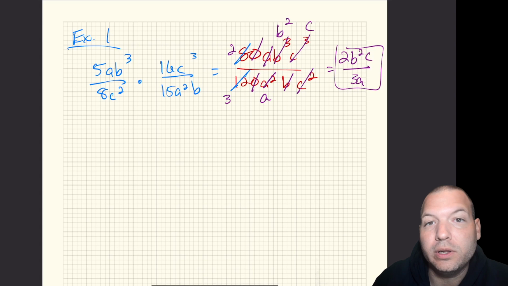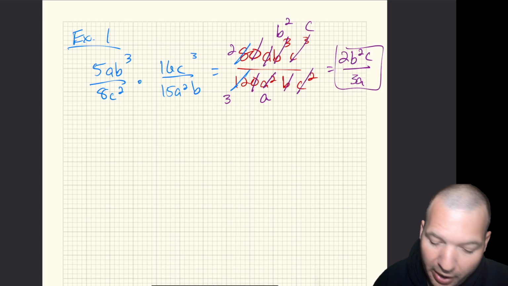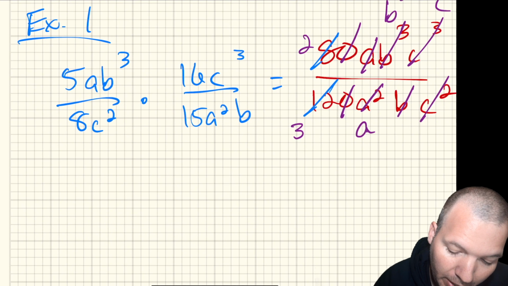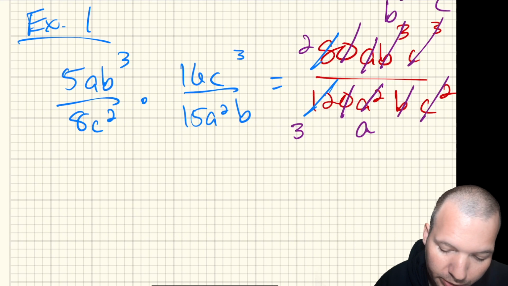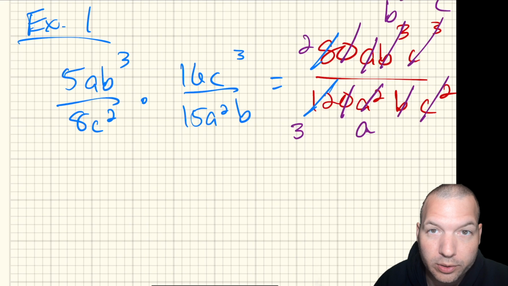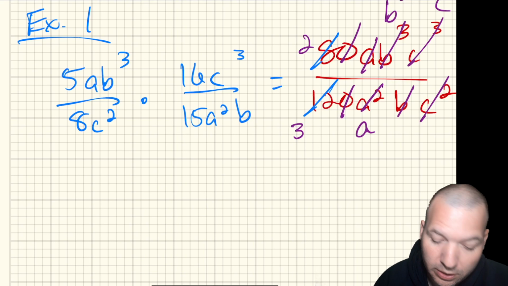So that will definitely work. If that makes sense to you, more power to you. Just do it that way. But my preference is to look at this and say, well, what can we just cancel right here before we multiply stuff out? Like, let's try to make stuff smaller.